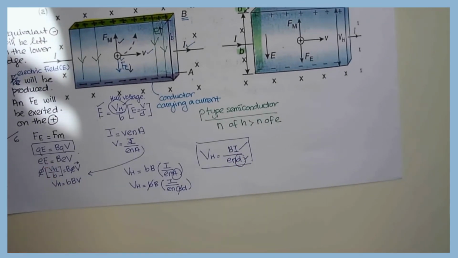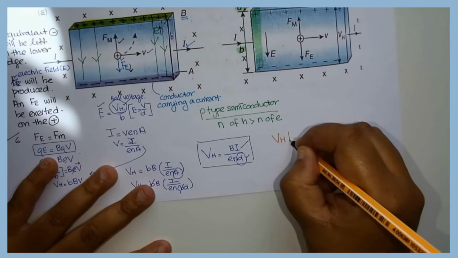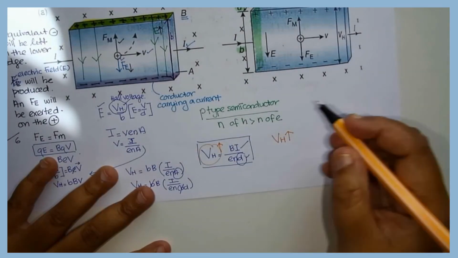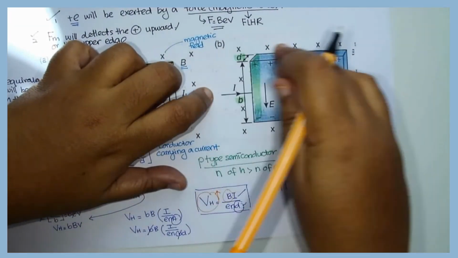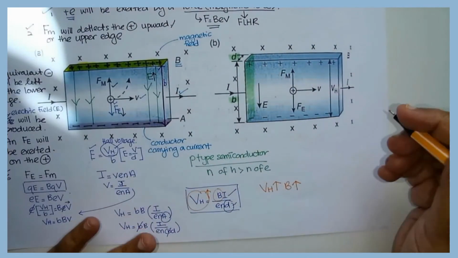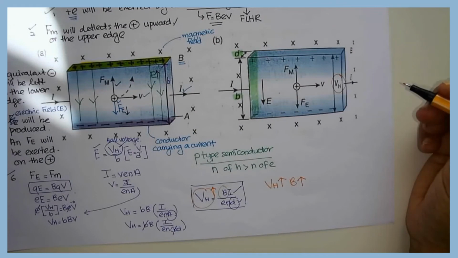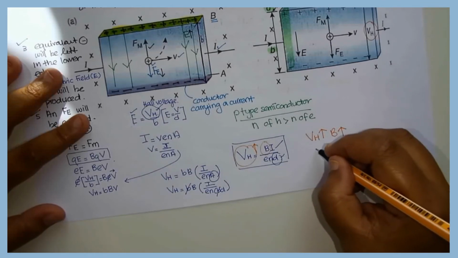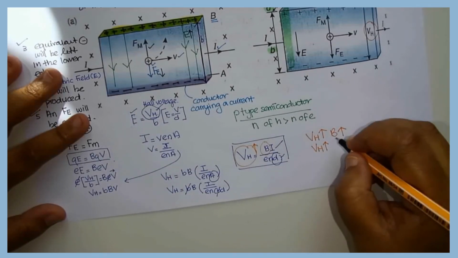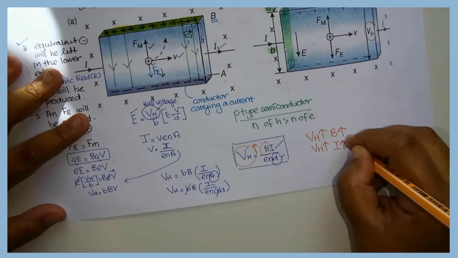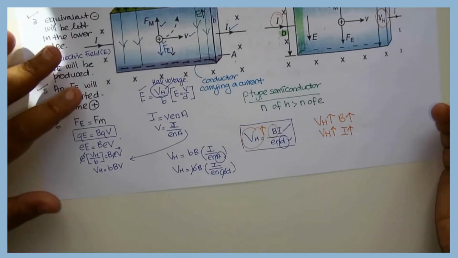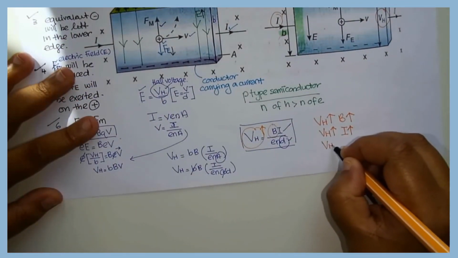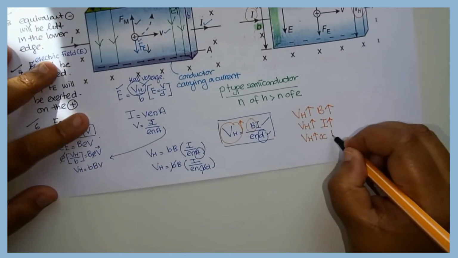From here we can make three conclusions. If we want to increase VH, we can increase the B. That means we can increase the magnetic flux density. The more we increase the magnetic flux density, the more we increase our Hall voltage, or the voltage that is set up inside the current carrying conductor. Another one, if we want to increase VH, we can also increase the I. If we increase the current, we increase the Hall voltage. And the next one, if you want to increase VH, you decrease the 1 over n.